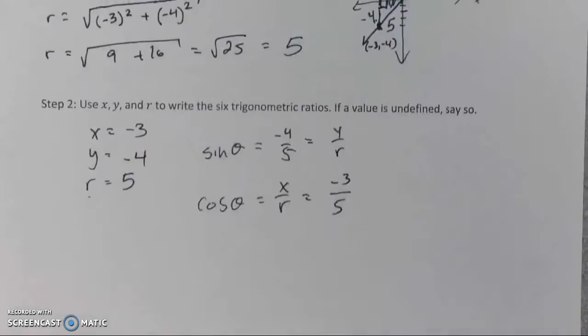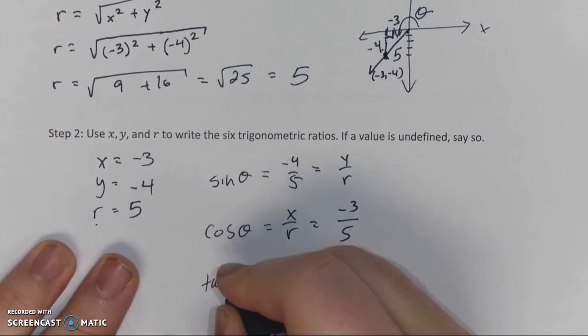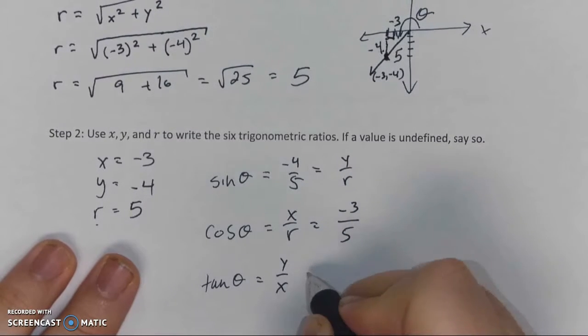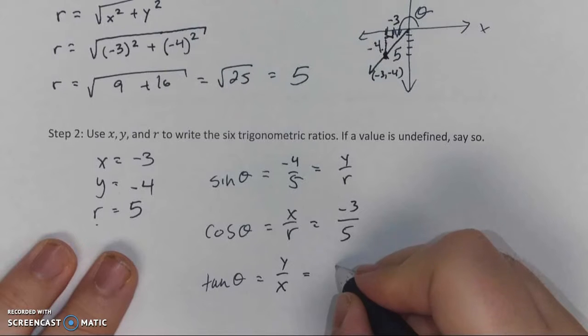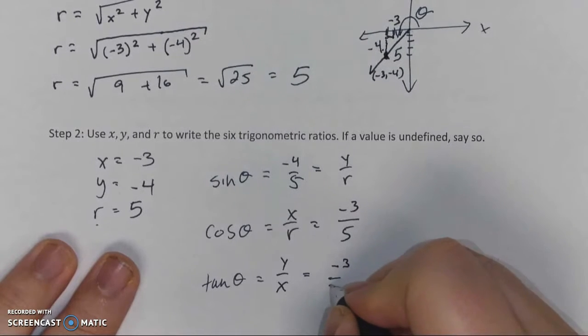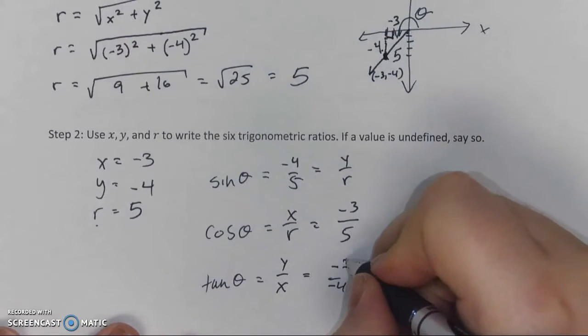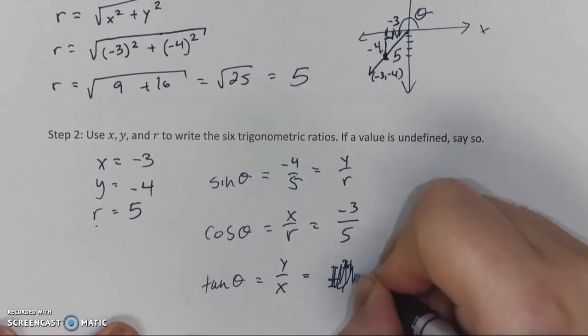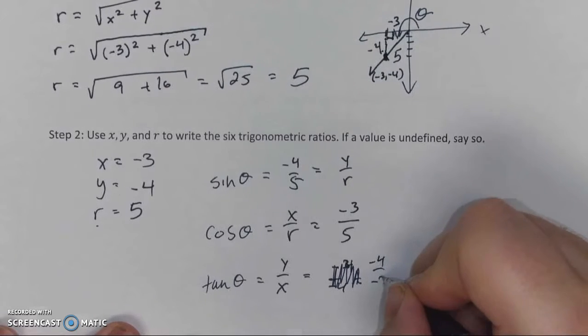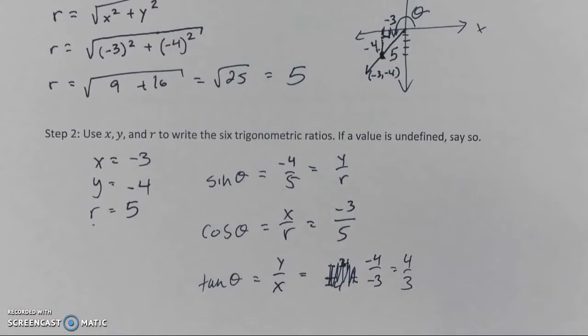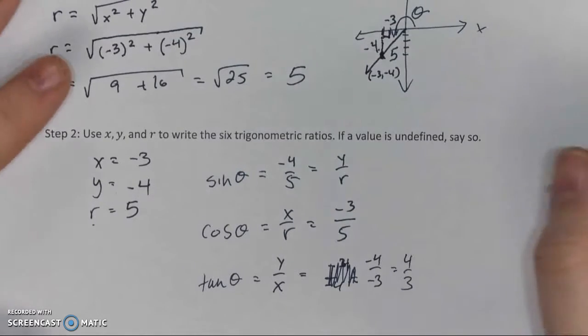The tangent of theta, so tan theta, is y divided by x. So this is -4 divided by -3, sorry, the other way around. So this is 4/3. This is defined, so we're good. We don't have to write undefined.